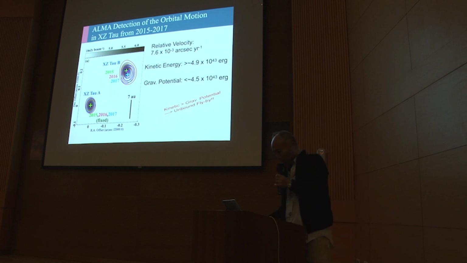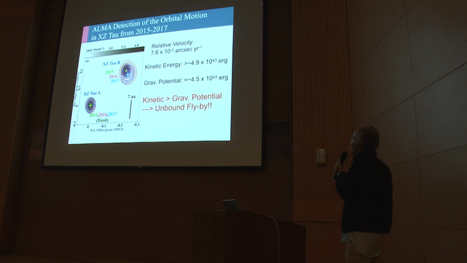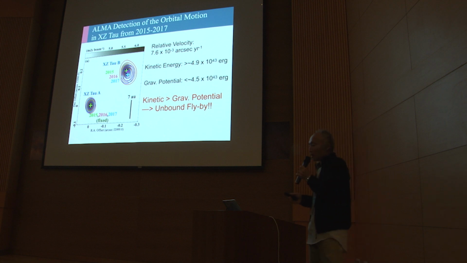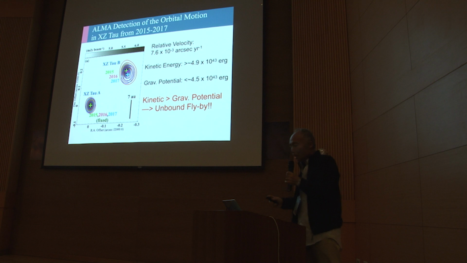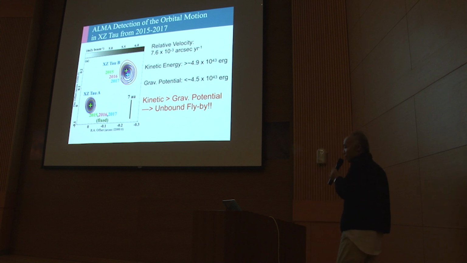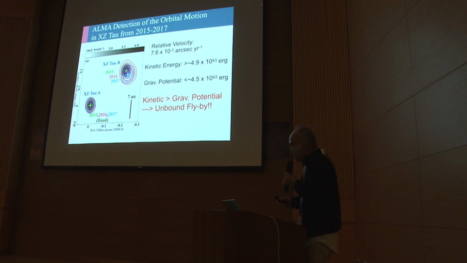Then this means this kinetic energy is probably larger than the gravitational potential. And this means this is not gravitationally bound, but an unbound flyby. So that is our recent discovery. We thought this is a normal bound binary, but probably this is not a bound binary.